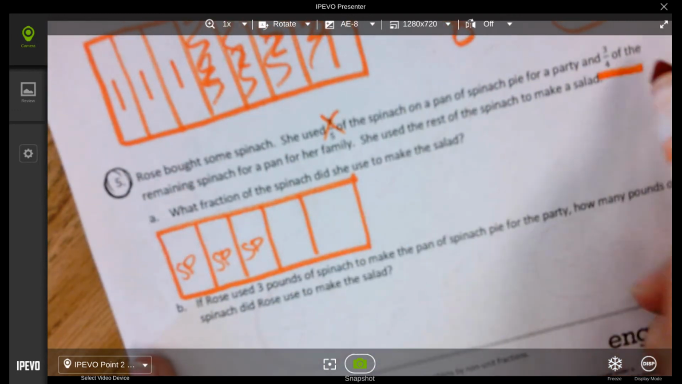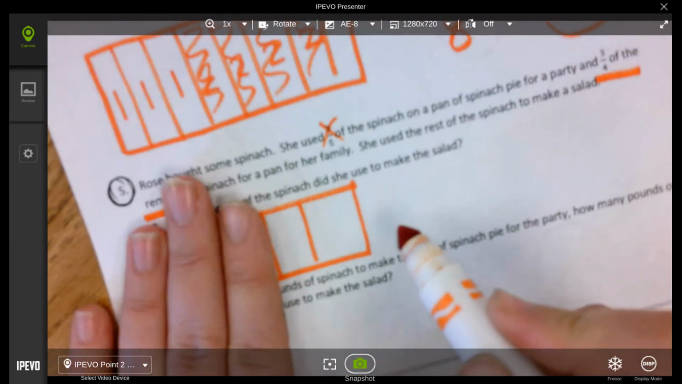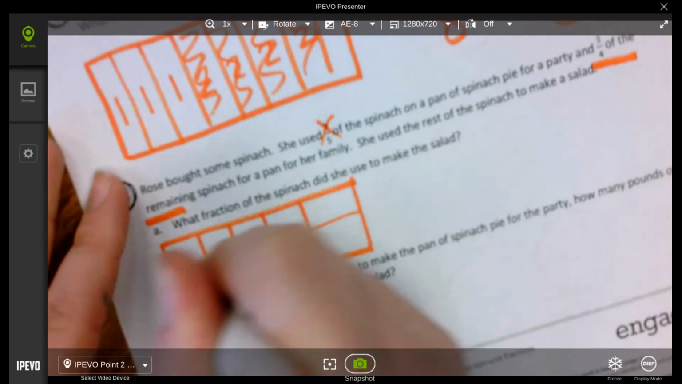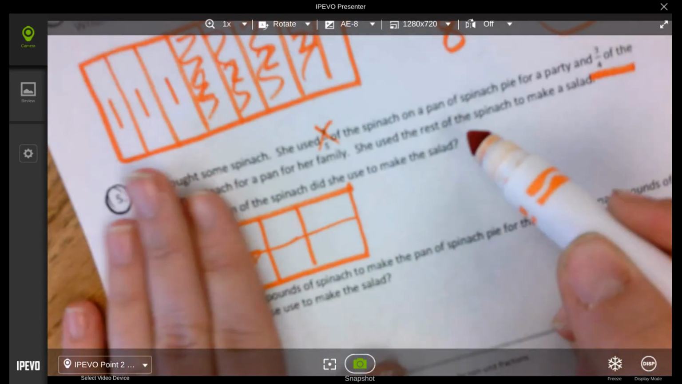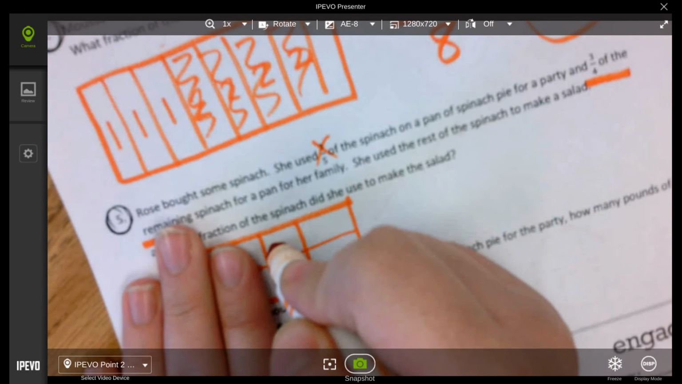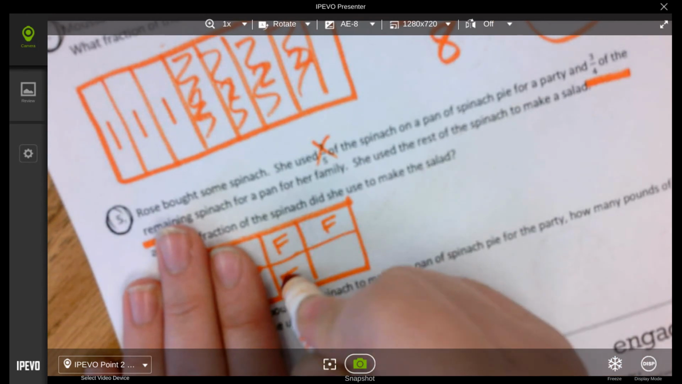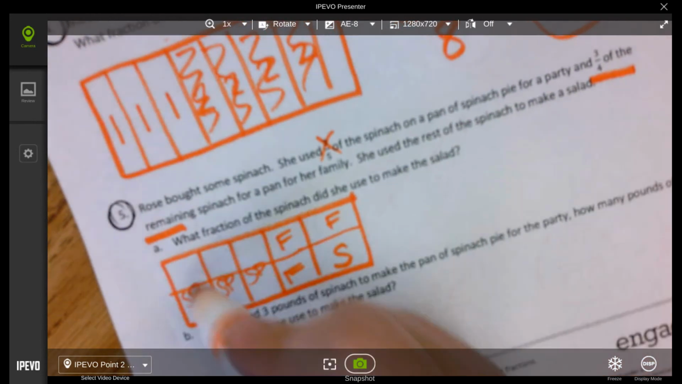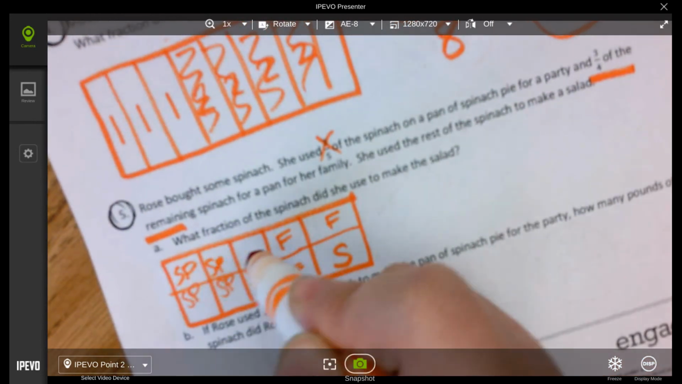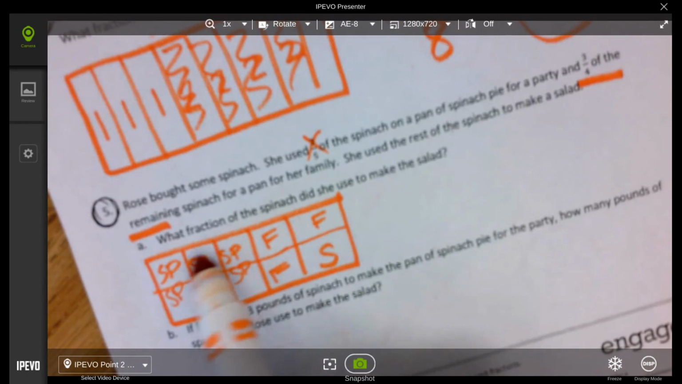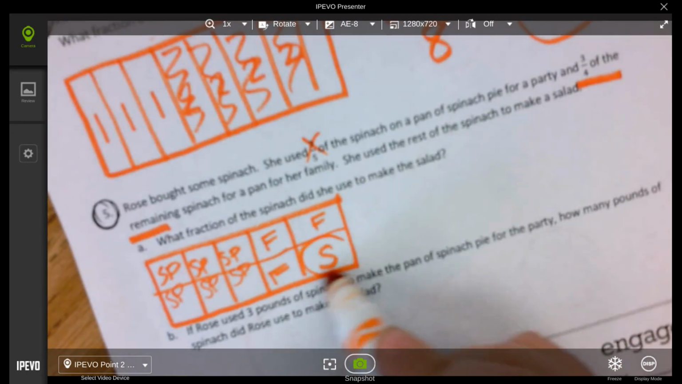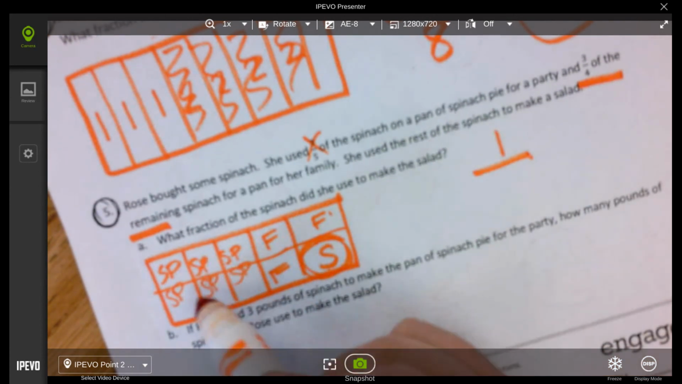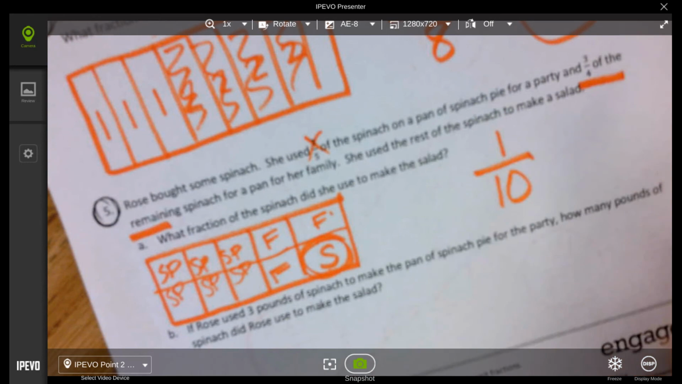Then 3/4 of the remaining, so I only have 2 pieces. So now I'm going to break it into 4 pieces so that I can have 4. Okay, so now I have 3/4 goes to her family. She used the rest to make a salad. So I'm going to put a big old S for salad. And these stay with what they were before. What fraction did she use to make a salad? Well, we only have one salad out of 10 pieces. So 1/10 was for the salad.